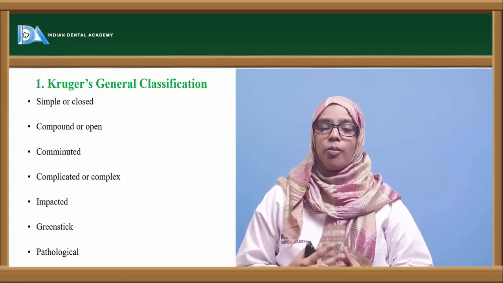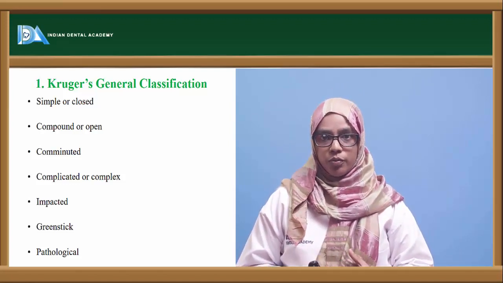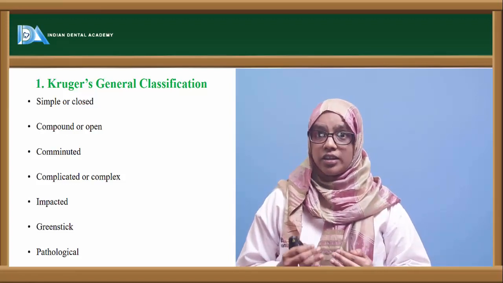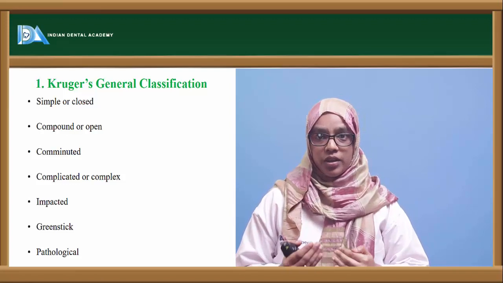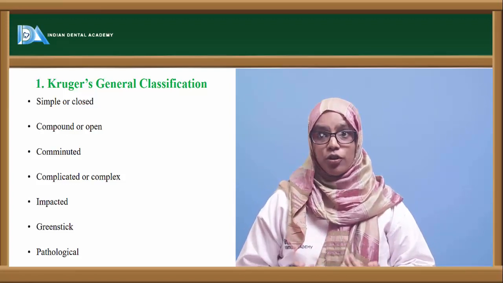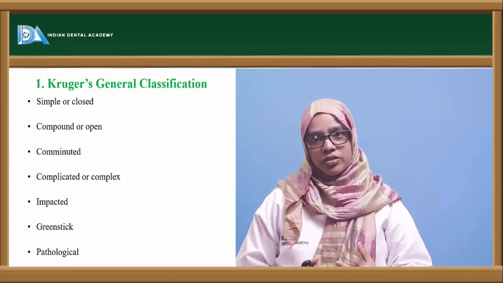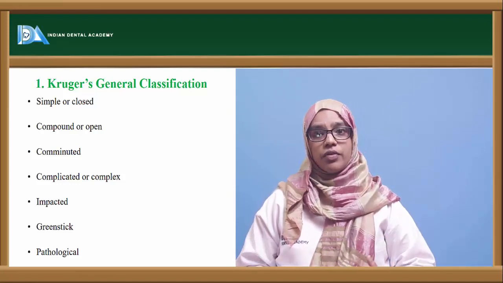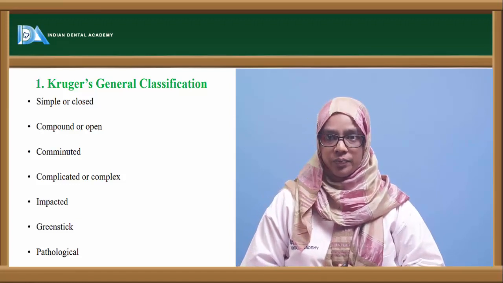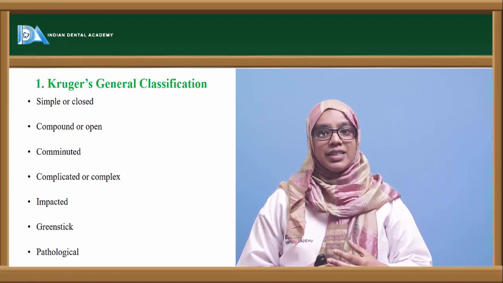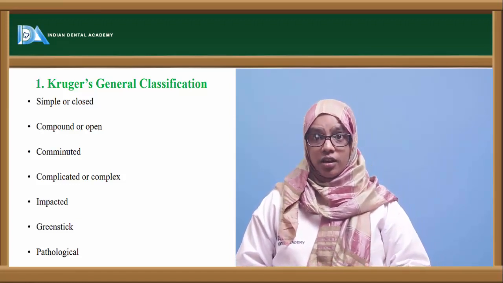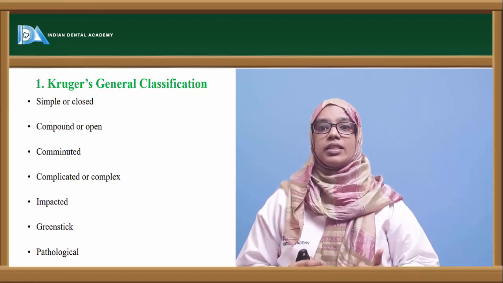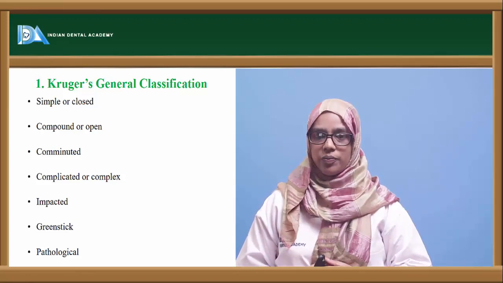Complex or complicated fracture is fracture of the bone associated with vital structures, like fracture of the condylar head displaced into the middle cranial fossa, where vital structures are hampered or affected. Impacted fractures are not very common in the mandible; they are more commonly seen in the maxilla, wherein one fragment is driven into the other fragment. Then greenstick fracture, seen in young children and young adults, wherein fracture of one cortical plate takes place but the other cortical plate is intact.